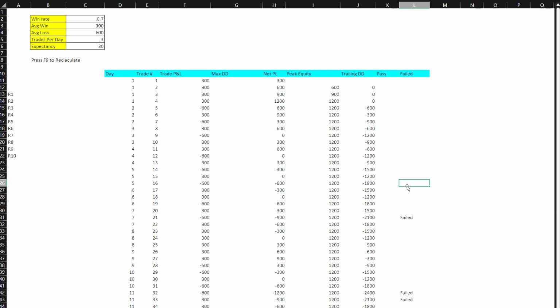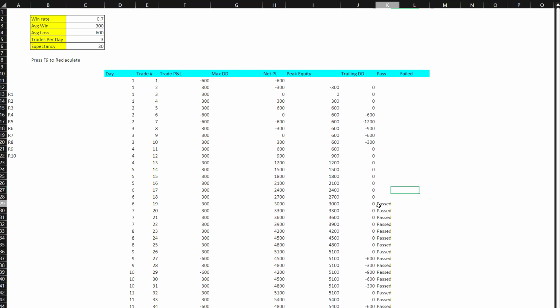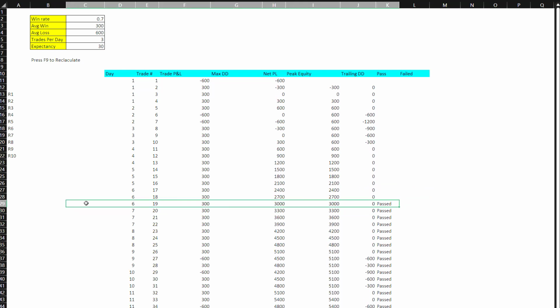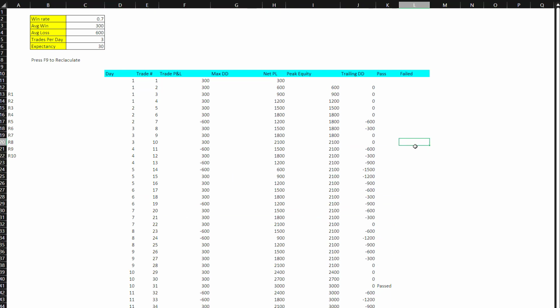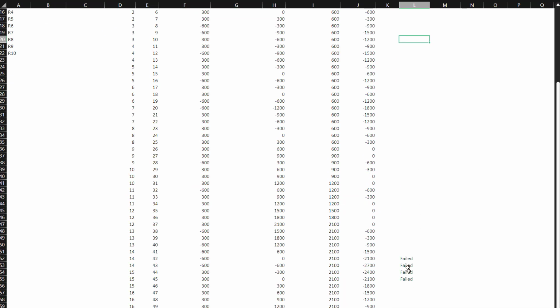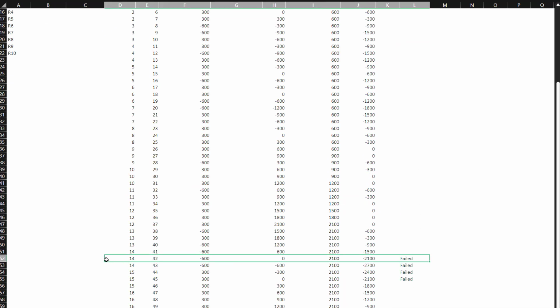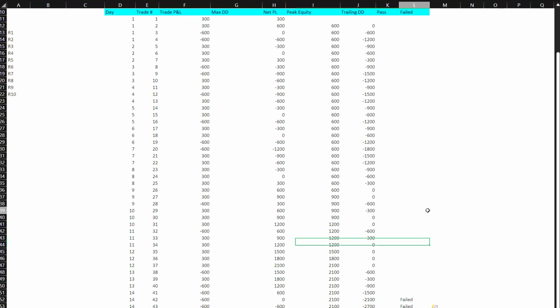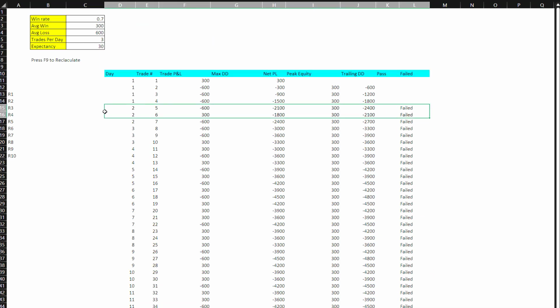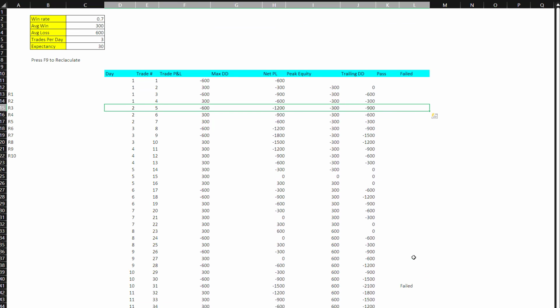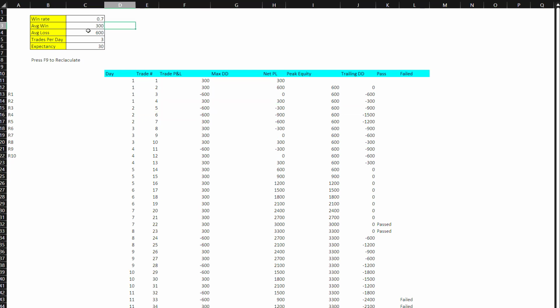Let's see it again a couple more times, see how this looks. Okay, you passed. Here you go, 70% win ratio. You managed to pass it within 6 days. Here you passed. Here you failed at day 14, you were break even. Here you failed within about 4 trades, you got unlucky. So we see that if you're risking twice as much, even a 70% win ratio may not be too good.